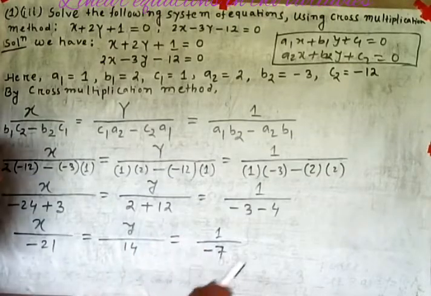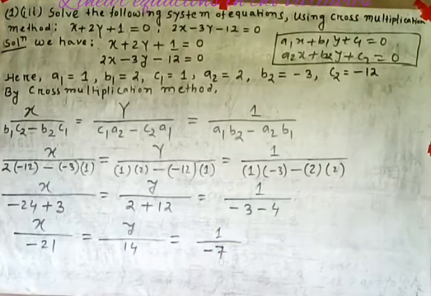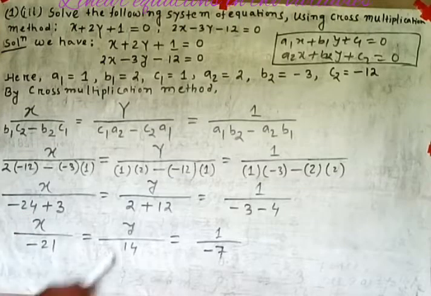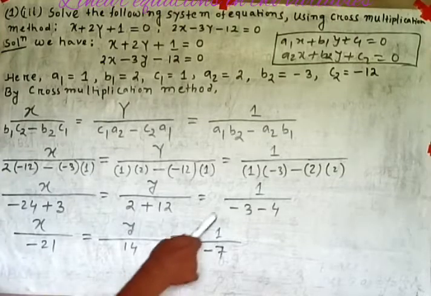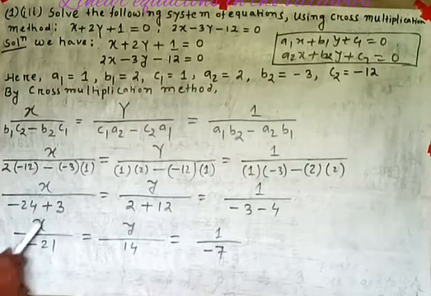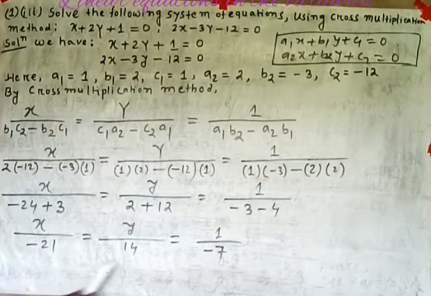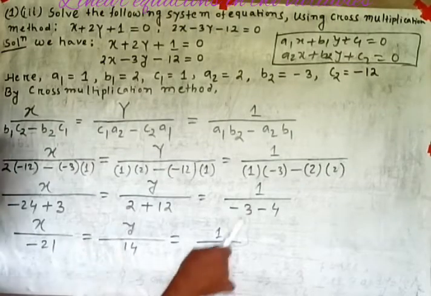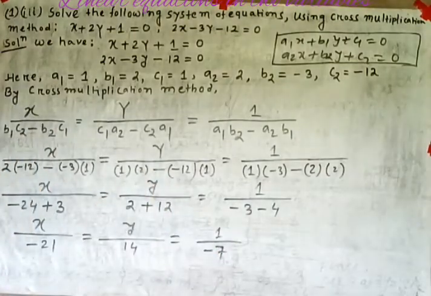This part is totally constant, 1 divided by -7. In this part, x is divided by something, there is an x term and a y term, but this part is totally constant, there are no x or y values. So we can compare the x term equal to this one. Again, we can compare y divided by 14 equal to this one. So we can divide it into two parts like that.